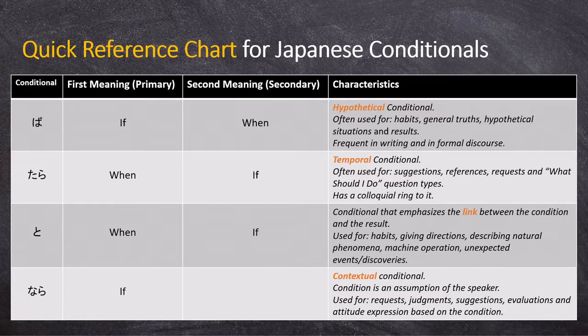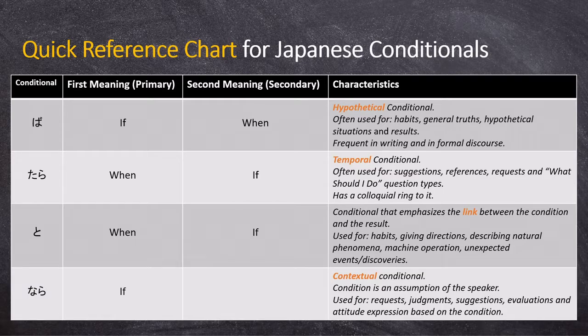Now you can also see here that it is often used for expressing habits, general truths, hypothetical situations, and results. I have covered all of these in my video that deals exclusively with ba, so if you need a refresher on them, I suggest that you branch out and see that video. Also, another thing that I have discovered in the meantime and deemed worthy of mentioning here is that ba has a slightly formal ring to it and is often found in writing.